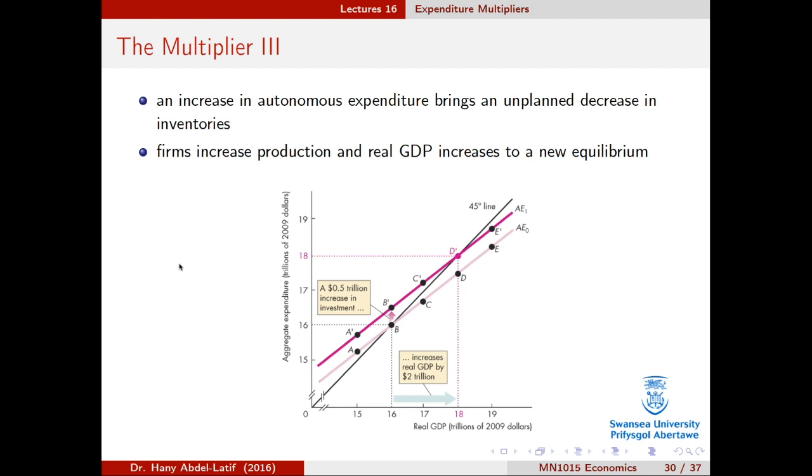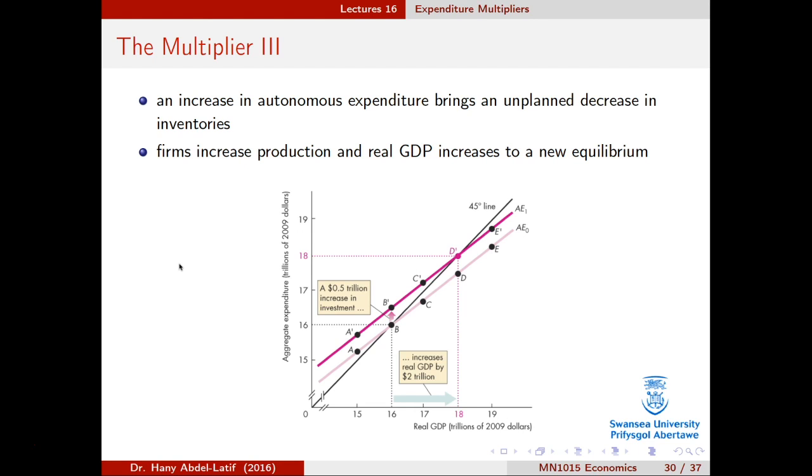What you can see in this graph shows what would happen if G, for example, increased, or actually in this example, investment. The aggregate expenditure curve will shift upward. Remember, this is the previous one, AE0. Investment is one of the autonomous expenditures. So what are the autonomous expenditures? Investment, government expenditure, and exports.